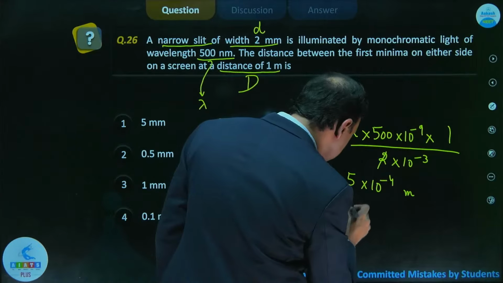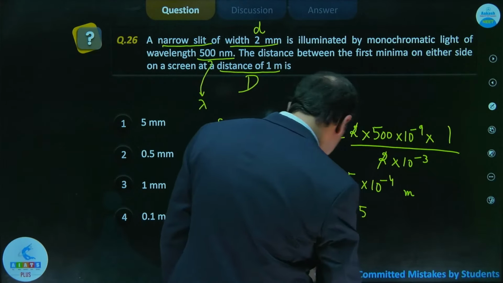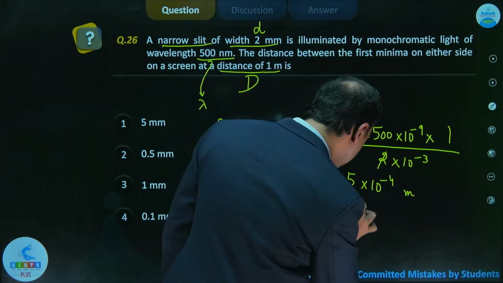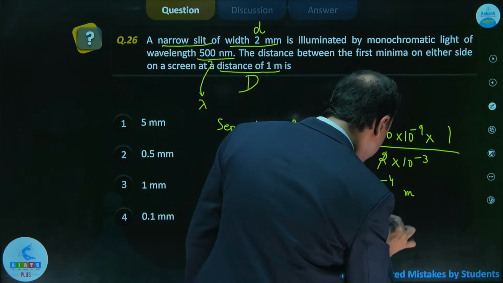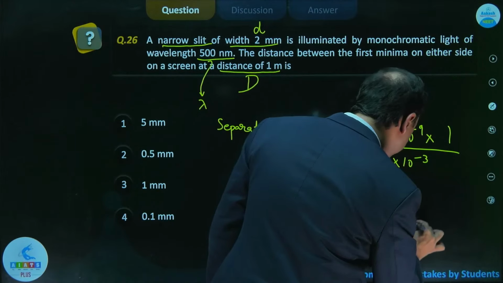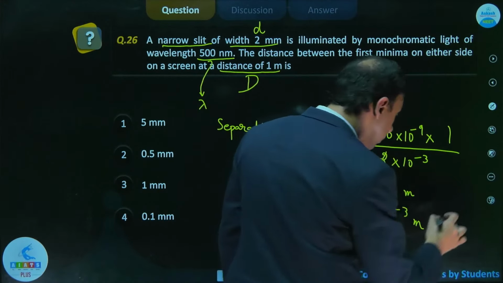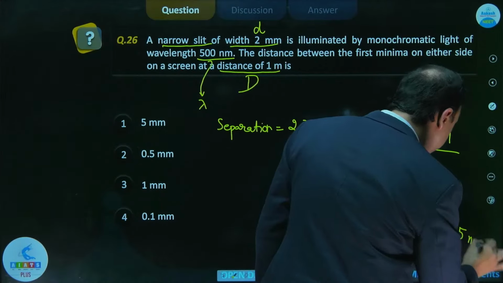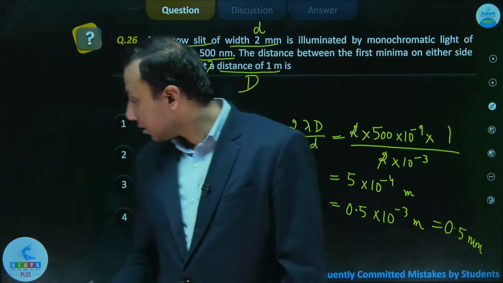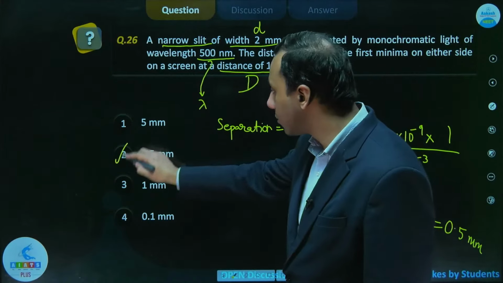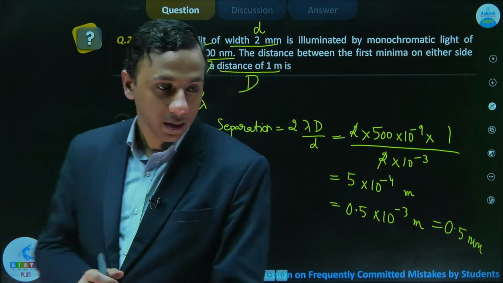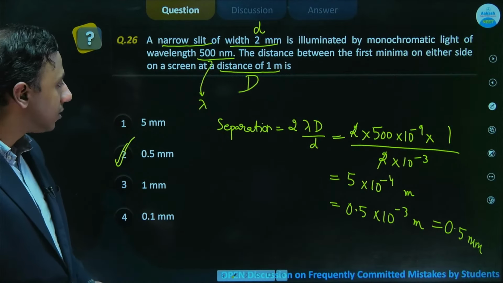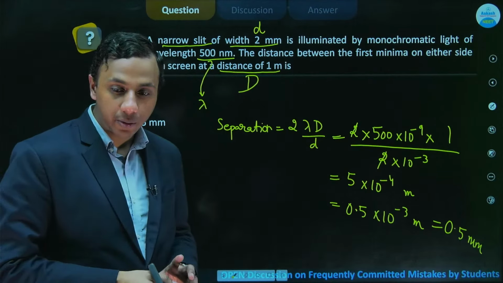तो ये क्या हो जाएगा? 0.5, ठीक है. 0.5 into 10 power minus 3 meters, that is 0.5 millimeters, okay. Leaving us with option number 2 over here, right. Pretty simple. This question was once again direct formula oriented question, है ना.